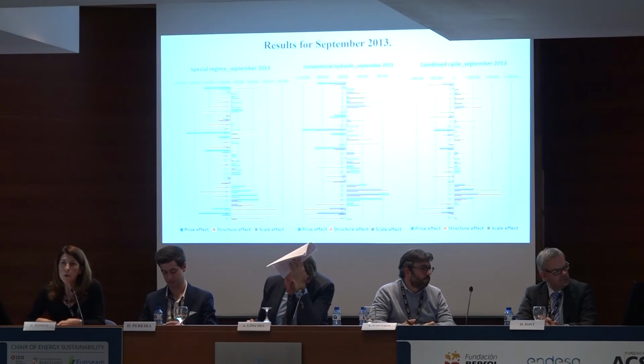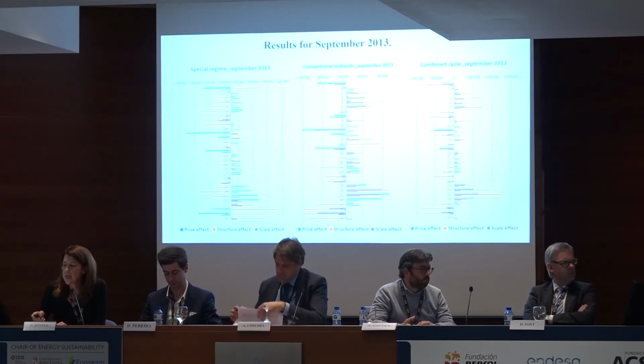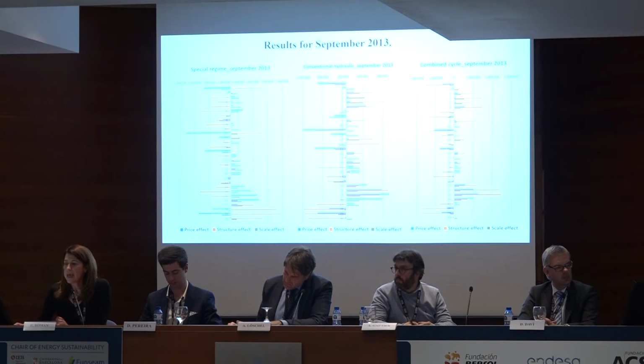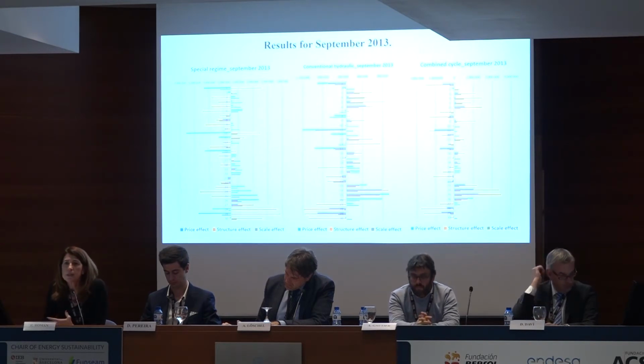Now I'm just going to show you September and compare with December in order not to show so much data, but the results are quite similar. Let's see now. Instead of 3 months, we have 3 technologies. The first figure is the special regime in September 2013, then conventional hydraulic in September 2013, and combined cycle in September 2013. Okay, the price effect is in blue, the structure effect is orange, and the scale effect is gray, right? So let's look at some behavior.